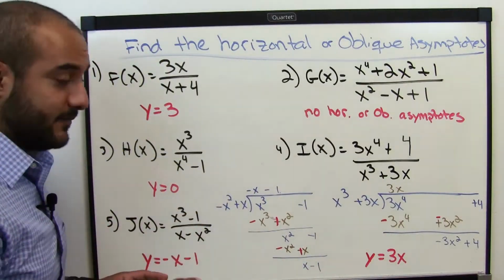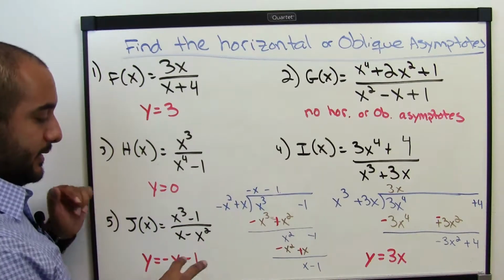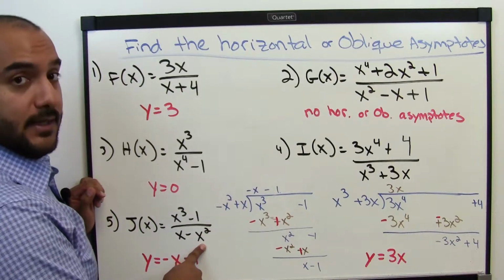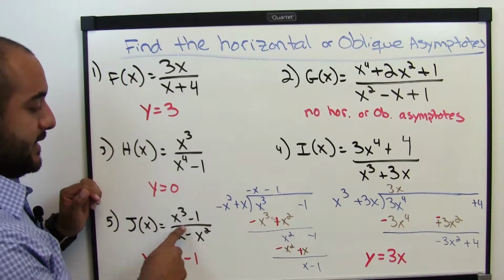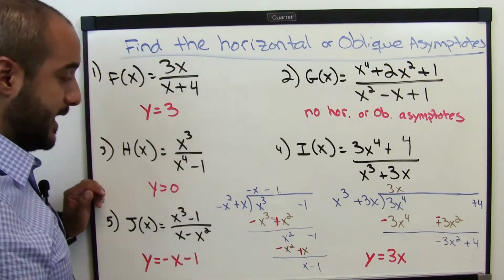Now, number 5, there are some things that might have thrown you off. First, your leading term is actually not all the way in the front. It is the second term for my denominator, and I see that it's 3 and 2. So there I have to use my long division again.